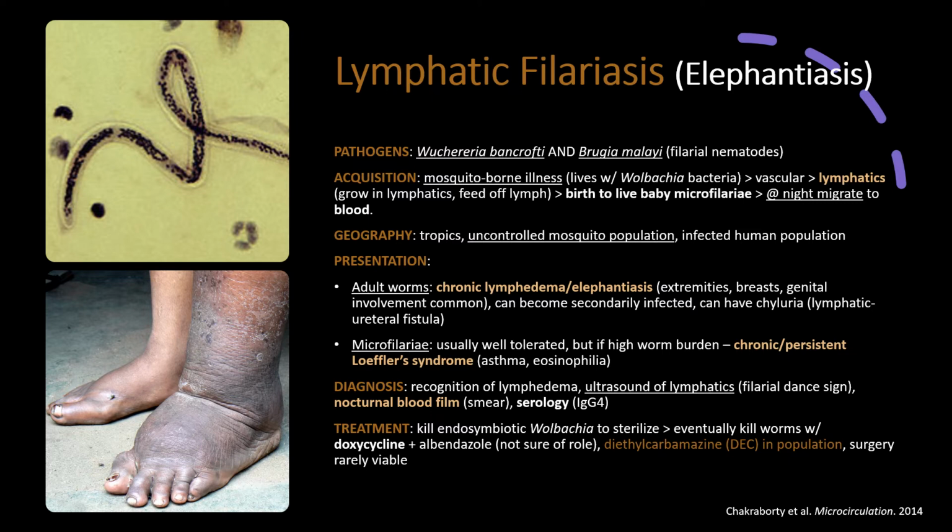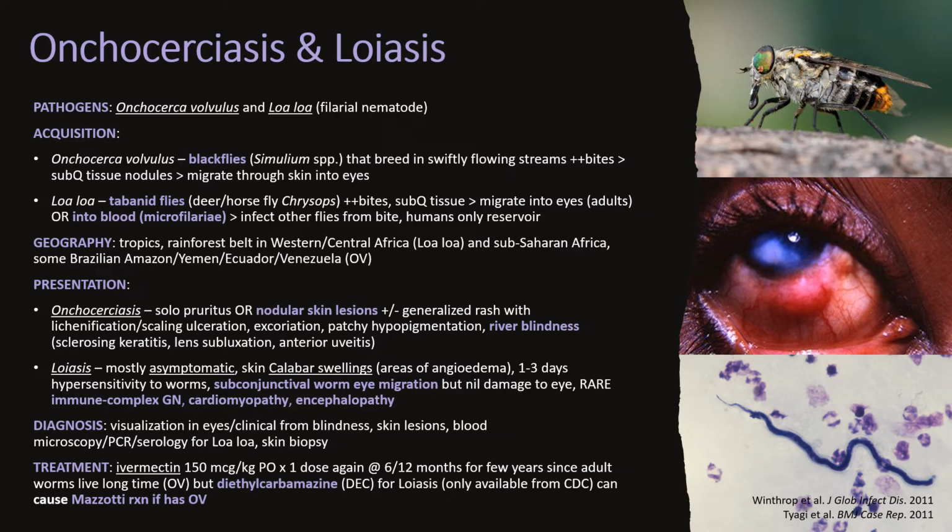Diagnosis is clinical, combined with serology and ultrasound. Treatment as previous, relying on doxycycline killing of those symbiotic Wolbachia species, while potentially using anti-helminthics like albendazole or diethylcarbamazine to reduce parasite load. Unfortunately, once lymphedema has occurred, it is difficult to reverse it surgically. Our last group include Onchocerca volvulus, carried by black flies in tropical rainforest belt areas near rivers, and Loa loa, carried by tabanid or horse or deer flies in sub-Saharan Africa or even South America in the Amazon.